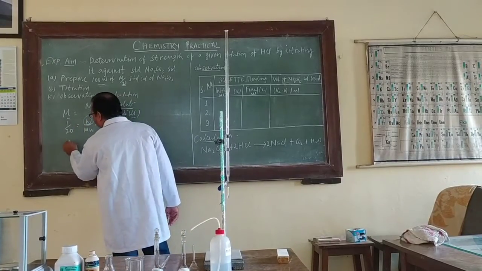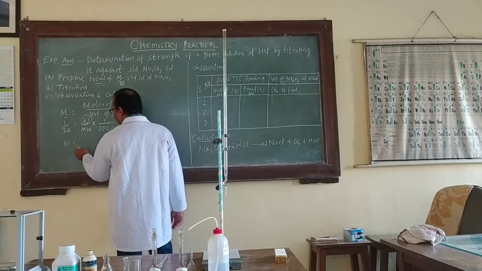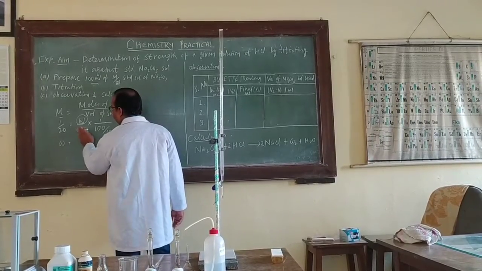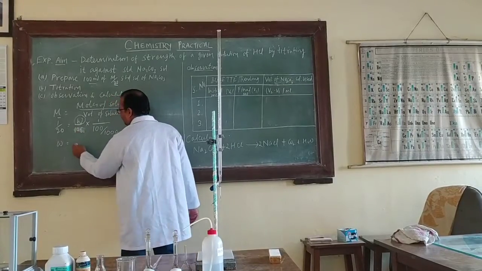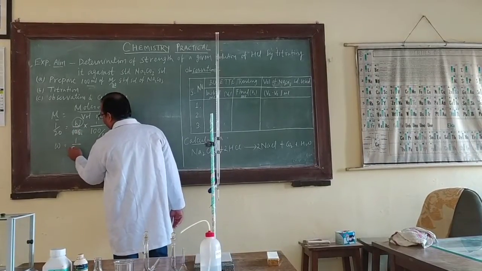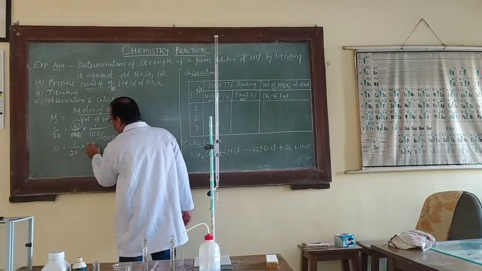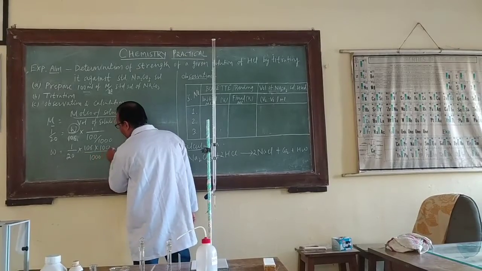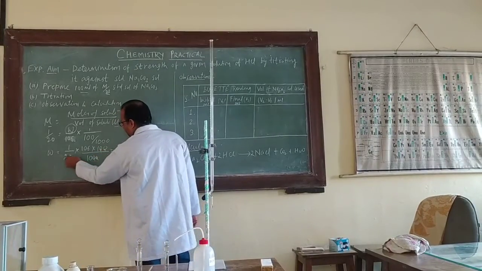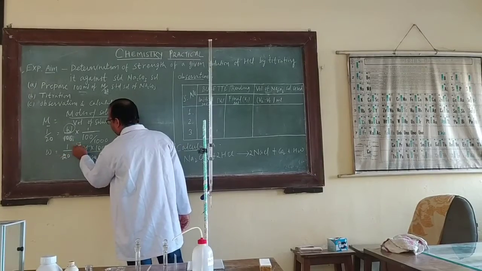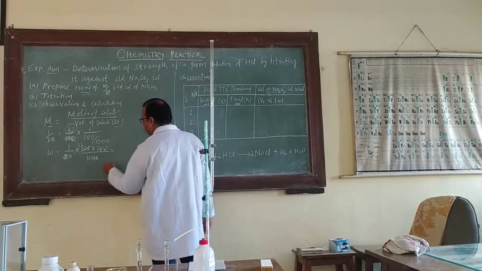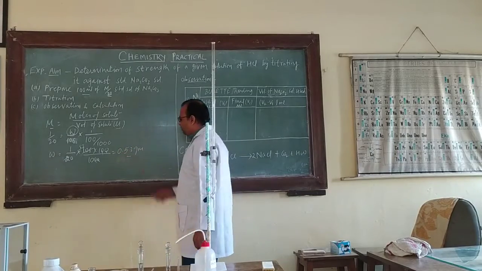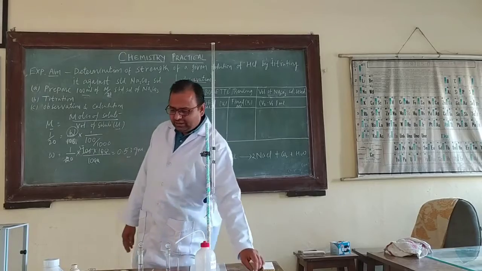Now we rearrange the equation. Weight is equal to molar weight of sodium carbonate, which is 106. Now weight is equal to 1/20 into 106 into 100 divided by 1000. So 53/100 is equal to 0.53 gram. So this much amount of sodium carbonate we have to weigh in the weighing balance.